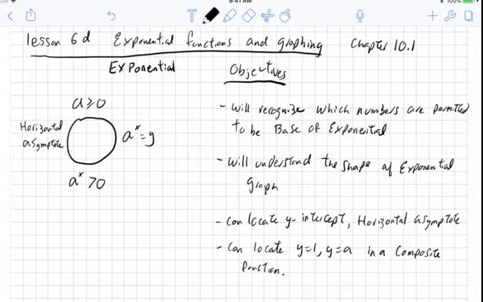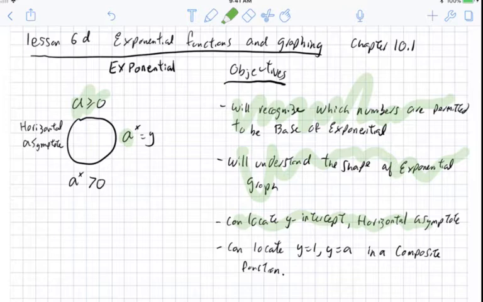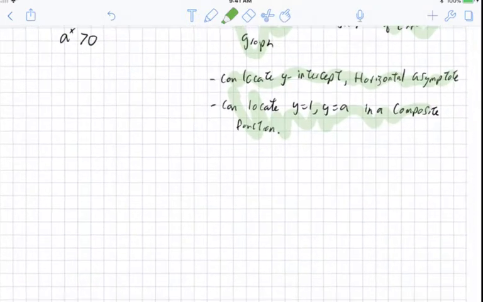So by the end of this video, you should be able to recognize which numbers are good to use as bases in exponential functions. There's a hint. You'll understand the shape of an exponential graph. We're going to talk about graphing them. And then you can locate attributes of it. The y-intercept and the horizontal asymptote, those are both foundational parts of the exponential graph. And then you can locate them in a composite function. So I'll teach you how to graph composite functions. Okay, let's go.